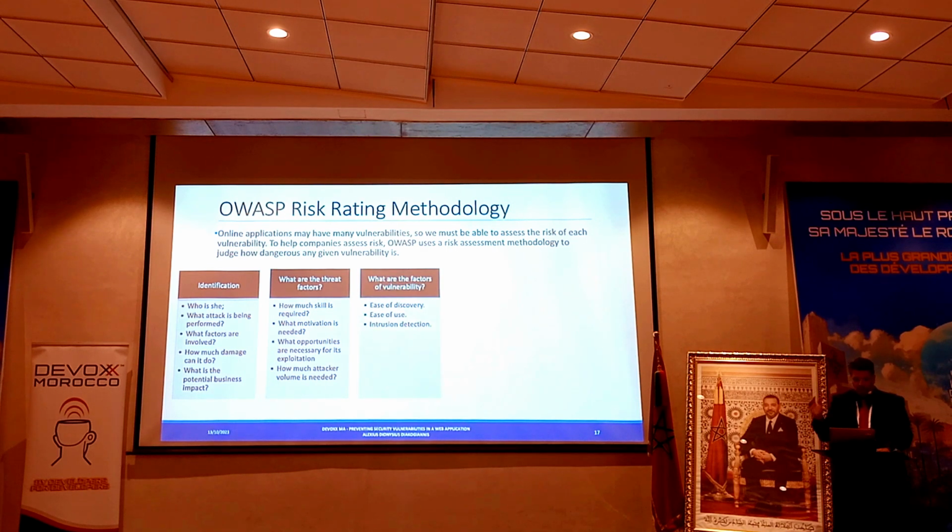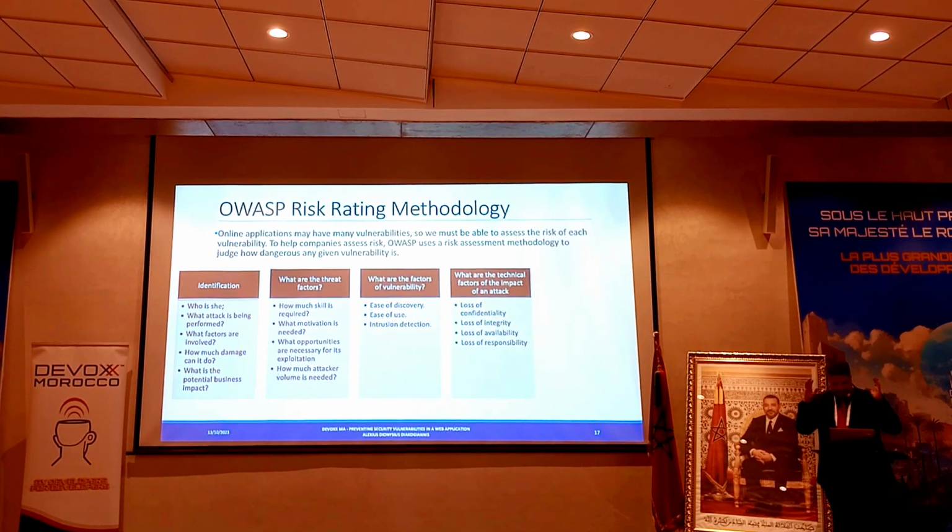What are the factors of the vulnerability? Is it easy to discover? Is it easy to use? And what are the technical impacts? The technical impacts of an attack or vulnerability are always 4: the loss of confidentiality, the loss of integrity, the loss of availability, and the loss of accountability. There are always these 4, and always keep them in mind when you're evaluating a bug or a threat.